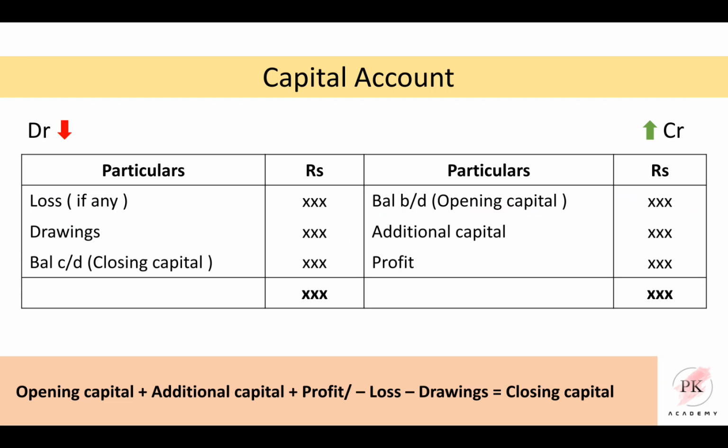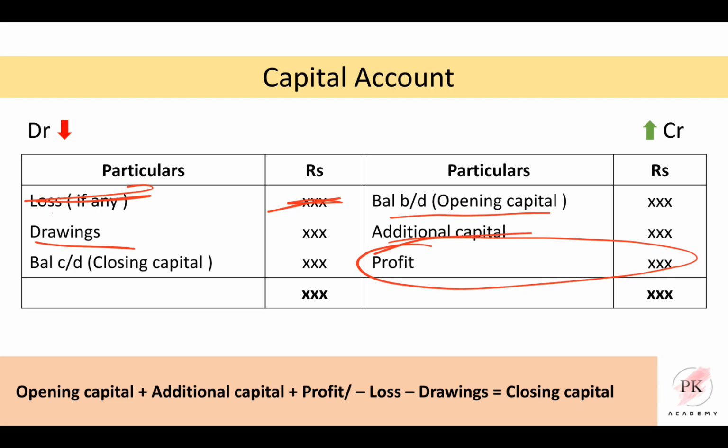So why do we have to understand this? See, for example, opening balance given, additional capital given, drawings given, closing balance given. Okay, when these four things are given and the amount is higher on this side, say this side is 12 and this is not getting tallied, it's only 10. Okay, then what will be the 2? The 2 will be profit, right?